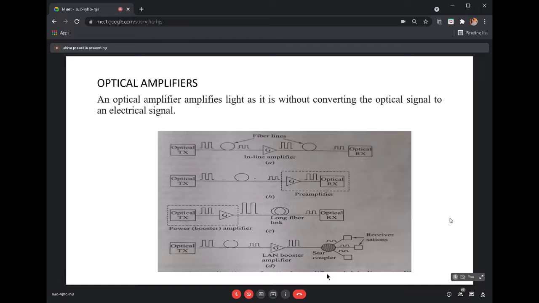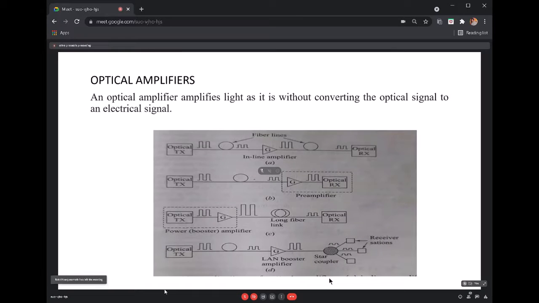Huh? This is the last class at least, huh? You people please interact. What is an optical amplifier? Sir, it converts a faded optical signal and regains it back to its original form. Huh. That's what an optical amplifier will do.